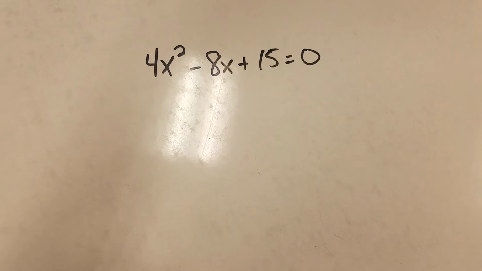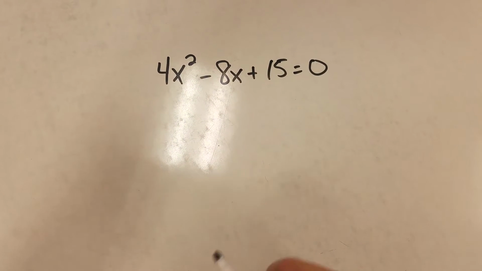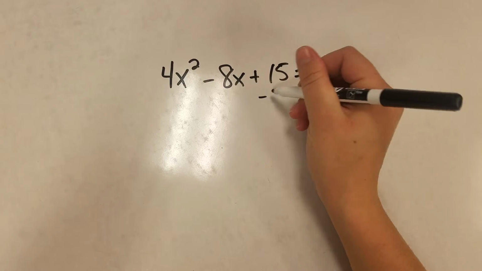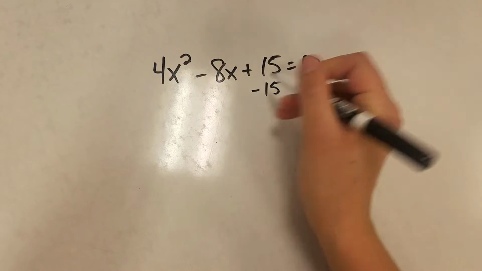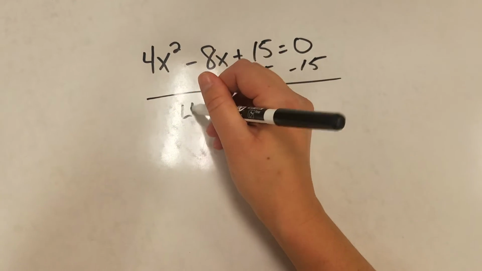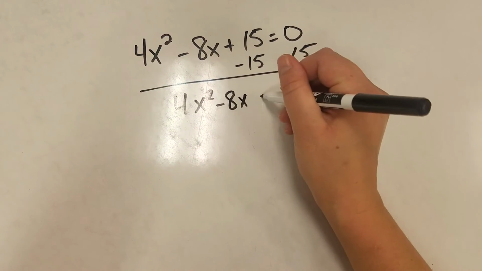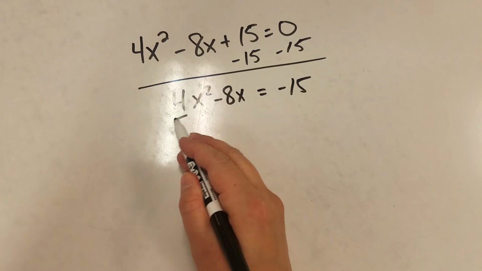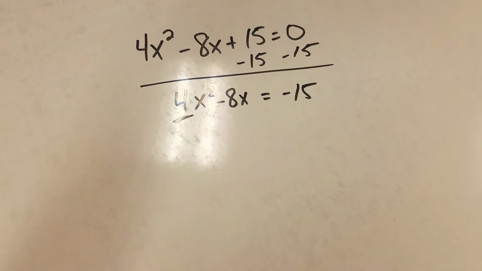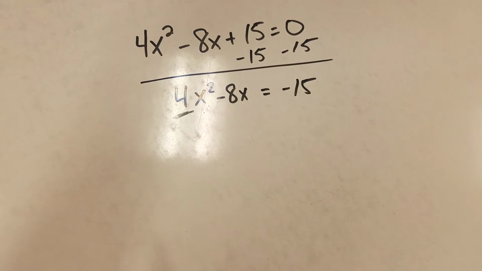Guys, this is option 2 for completing the square. So our first step is still the same. We're going to subtract over our c or add over our c to get it to the other side. That's going to leave us with 4x squared minus 8x equals negative 15. Again, in front of our x squared has to be a 1, so in this case it's a 4.